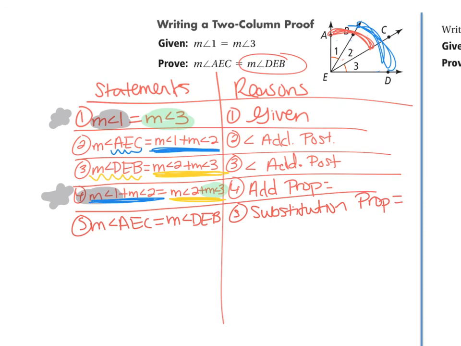So we are finished because we ended up where they did. We have a measure of angle AEC equals the measure of angle DEB. So we are finished and we did it.